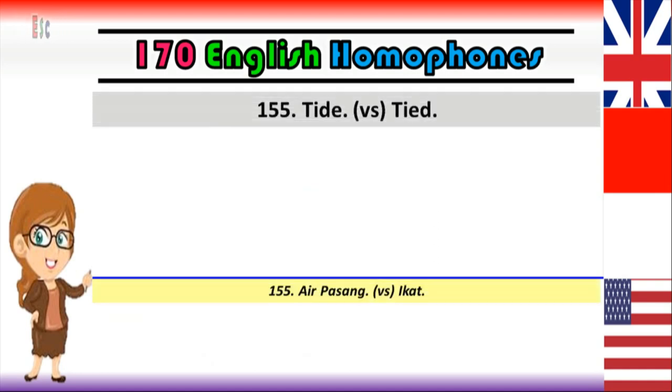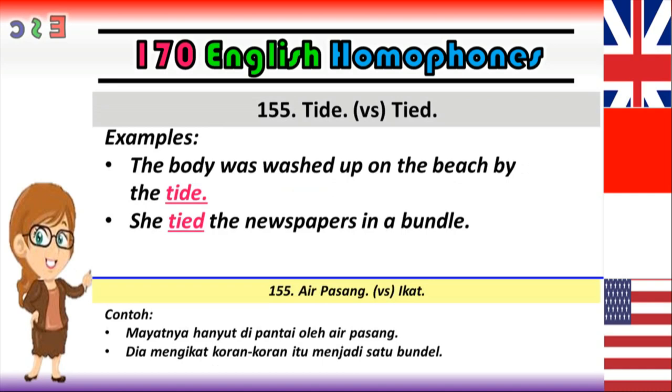155. Tide versus tied. Examples. The body was washed up on the beach by the tide. She tied the newspapers in a bundle.